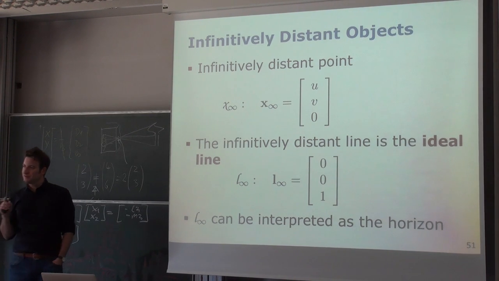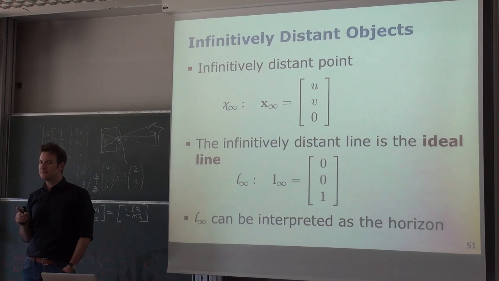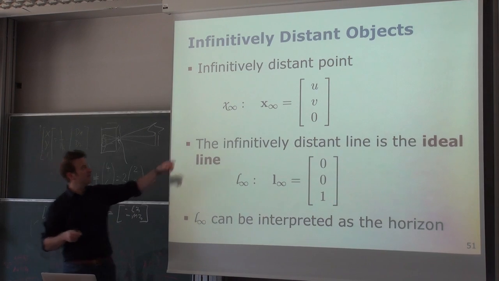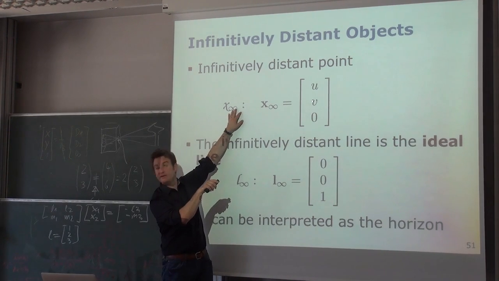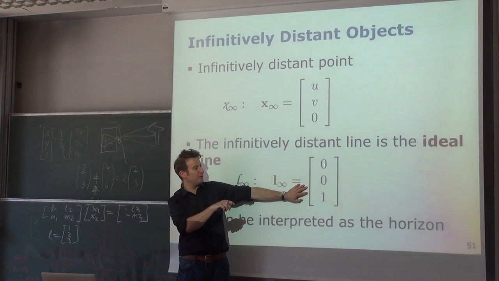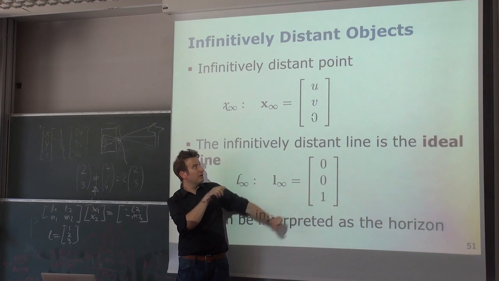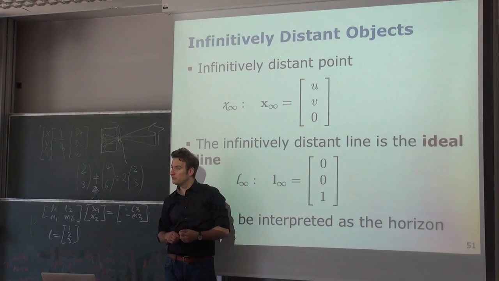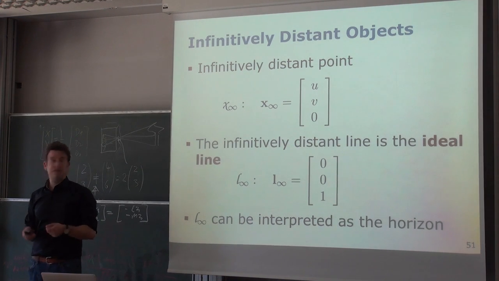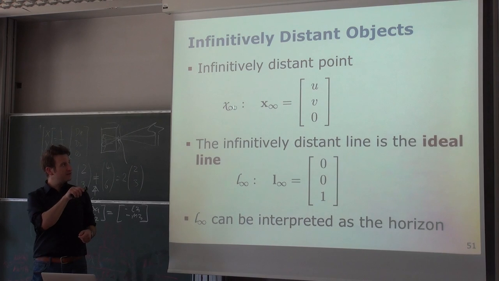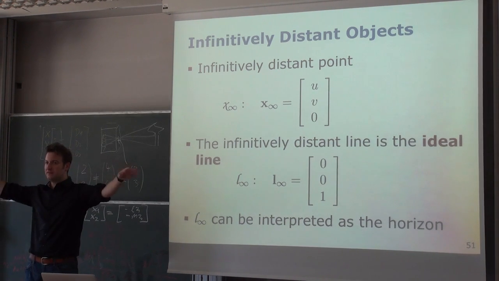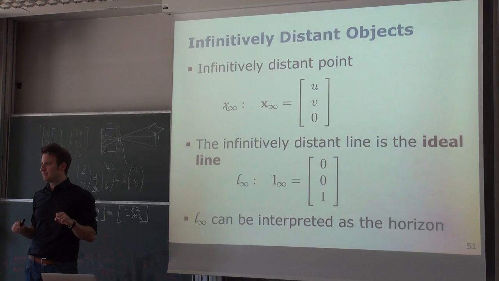So how do we compute if a point lies on a line? Just by the dot product. So we take this point, independent of u and v, with this vector over here. The first component will always be 0, the second component will always be 0, and the third component will always be 0. And therefore the result is 0, and therefore all infinitely distant points lie on that line. So all points at infinity, independent of their direction, lie on this line.